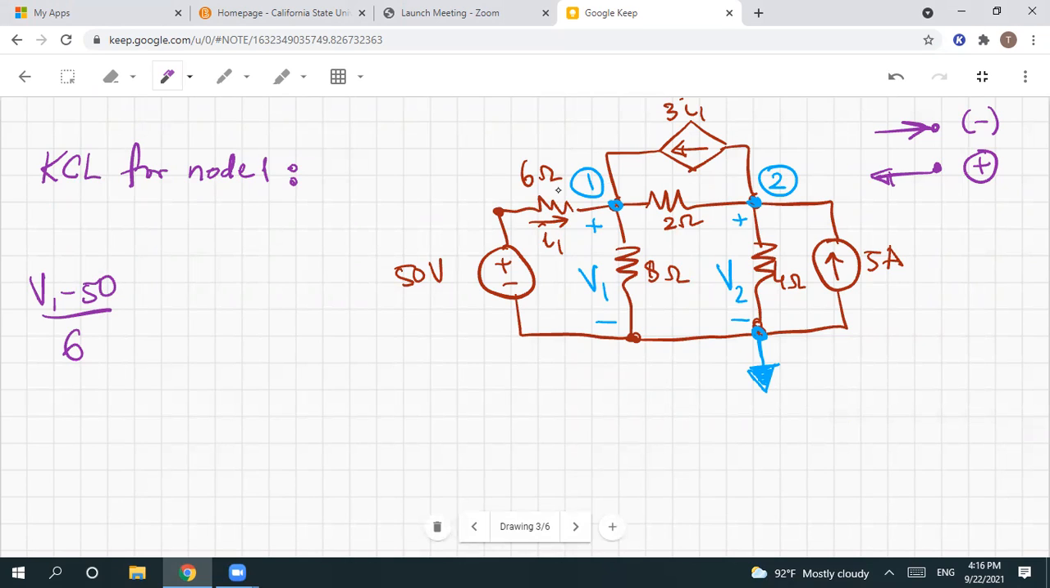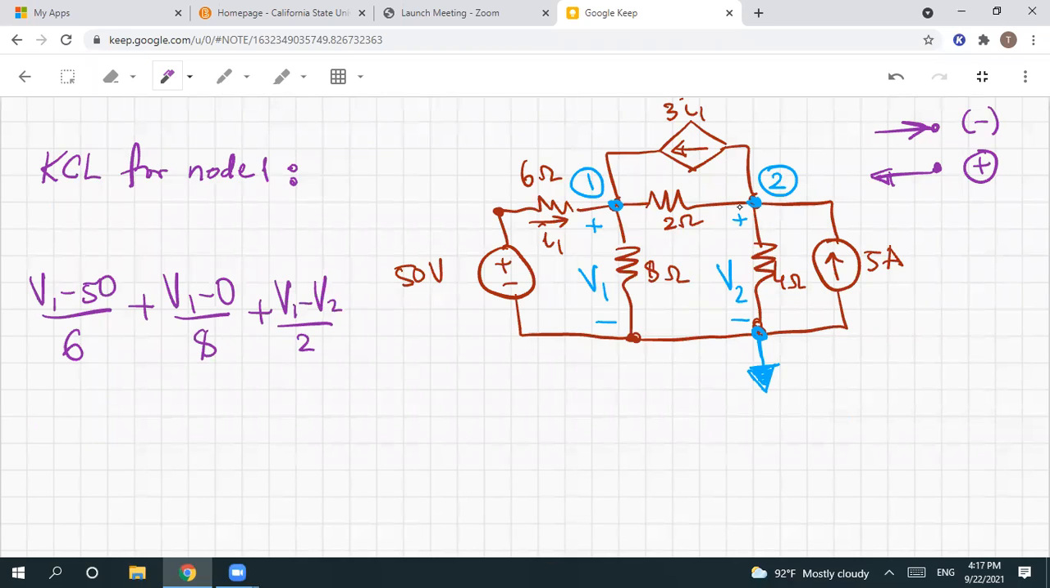Okay. So what will be the current leaving the node through the 8 ohm resistor? Through this 8 ohm resistor, what will be this current? V1 minus 0 over 8. Thank you so much. And what will be the current leaving the node in the 2 ohm resistor? V1 minus V2 over 2.